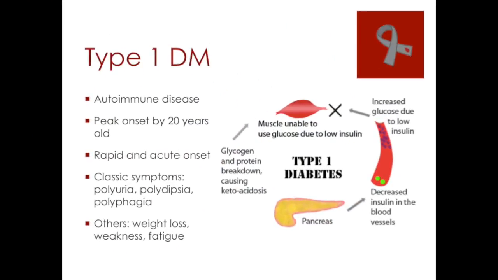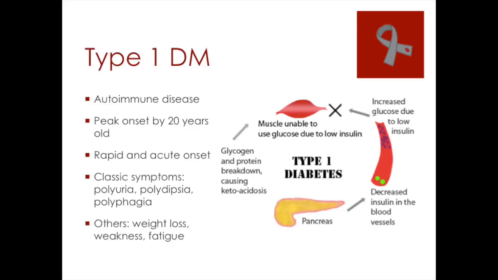Diabetes is a chronic multisystem disease where there's an abnormal insulin production or impaired insulin use. There are two types. Type 1 diabetes is an autoimmune disease. The peak onset is by 20 years of age. It is seen in the younger population. It is insulin dependent because the body stops producing insulin altogether because of that autoimmune destruction. It occurs rapidly and acutely.